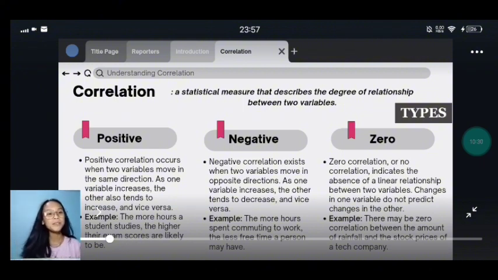Example, there may be a zero correlation between the amount of rainfall and the stock prices of a tech company. So, nonsense kayo ang sentence kay wala gid sila connection at all, diba? Amount of rainfall, and then the stock prices of a tech company. So, di sila mag-match, di sila magtugma, like sila field. So, yeah, di sila maka-affect sa usag-usa. Bahala pag naay changes ang isa ka variable, di siya maka-affect sa isa. So, that is the idea of zero correlation.